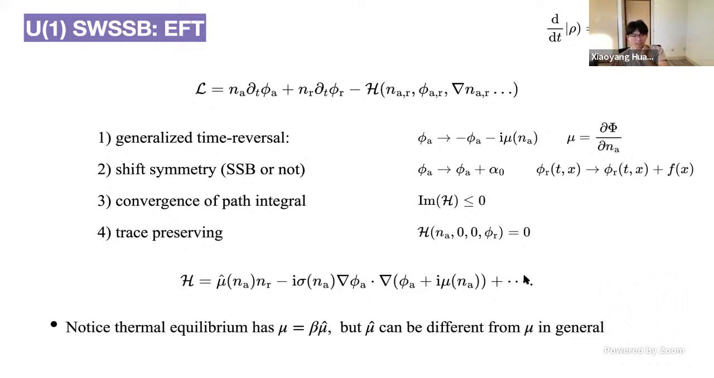Okay, just a brief comment that this formulation allows you to have the mu hat not be given by the chemical potential. So this means that there's some chance for your dynamics to not be given by your Hamiltonian.